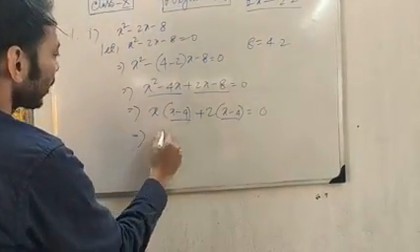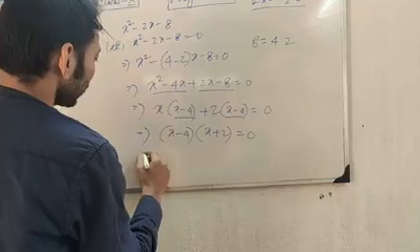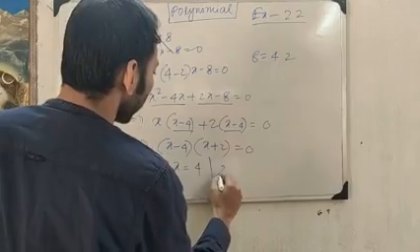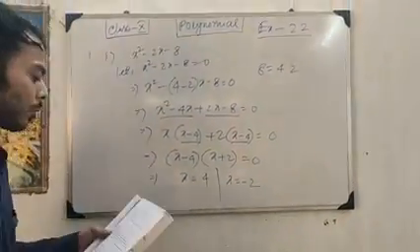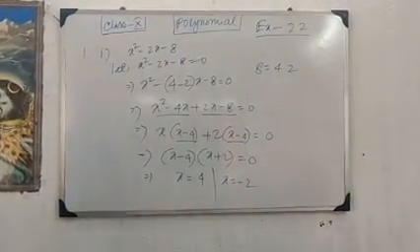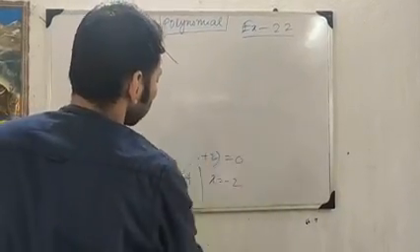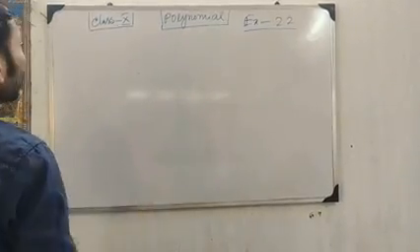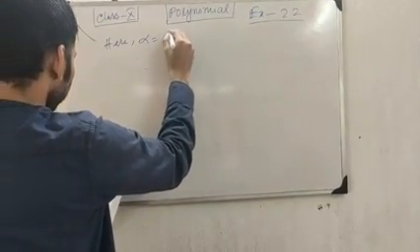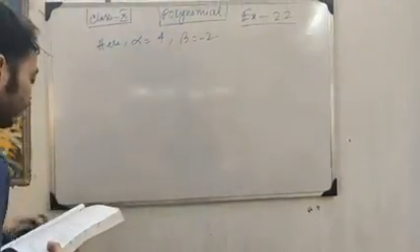Now taking common x minus 4, we will get x plus 2. So the factorization is x minus 4 into x plus 2. So it gives x equals 4 and x equals minus 2. So the two zeros are 4 and minus 2. So here alpha equal to 4 and beta equal to minus 2.